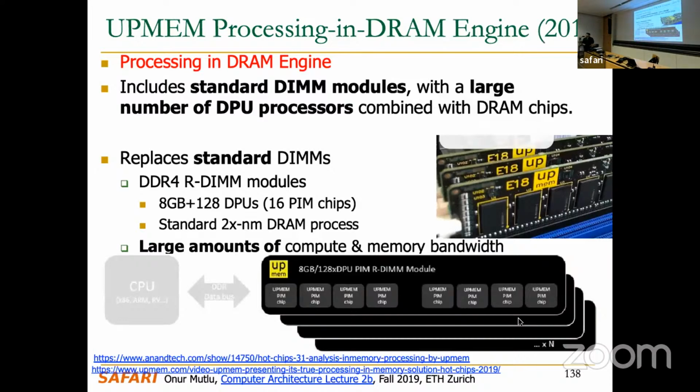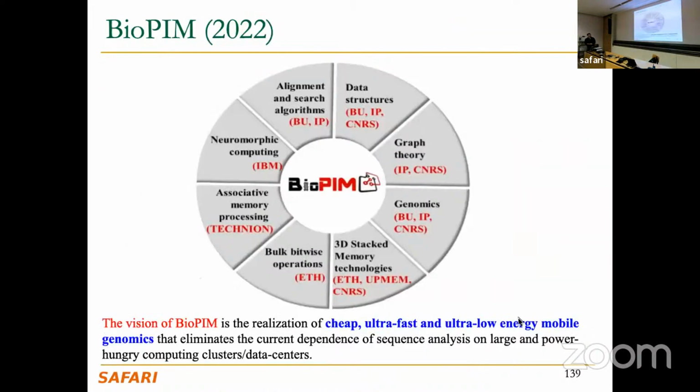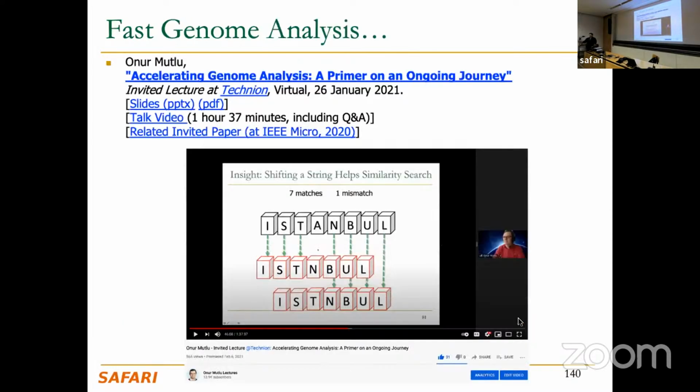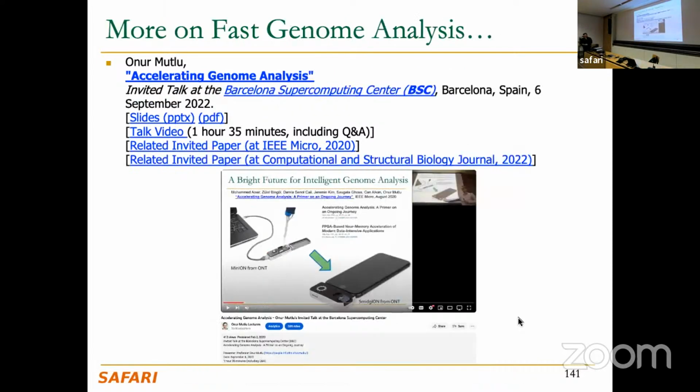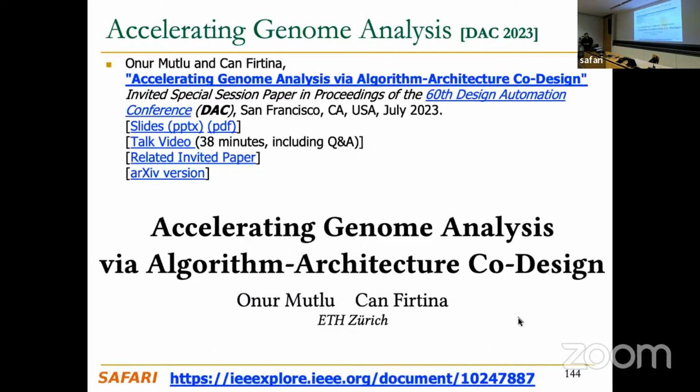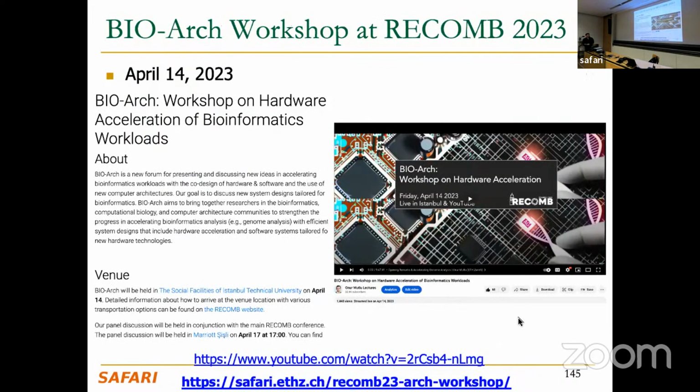And you can also use processing in memory to accelerate your applications, as I covered previously. We are also part of this effort in a project called BioPIM, where we have many partners from industry and academia, and we are trying to co-design algorithms and architectures so that we can apply PIM architectures to accelerate genome analysis. If you're interested in all of these efforts that we're putting in our group to accelerate the genome analysis steps, you can take a look at these materials and learn more about it.